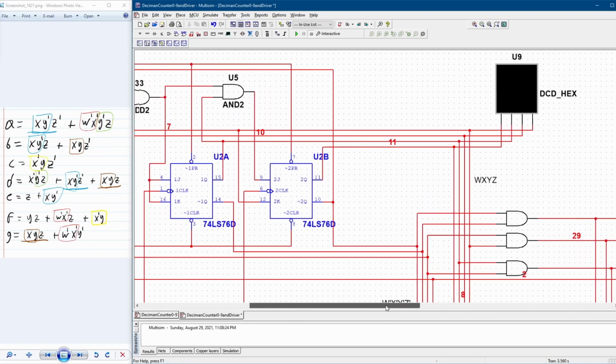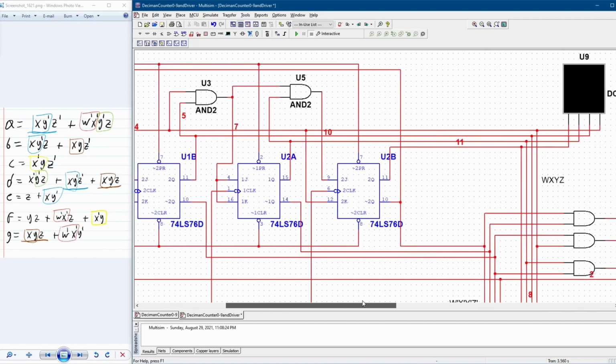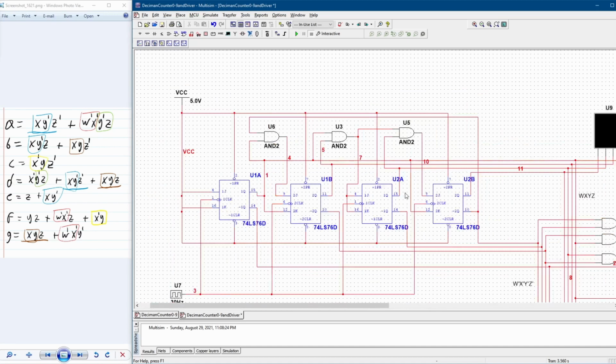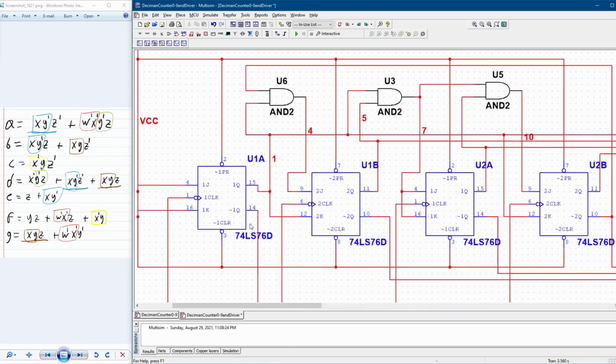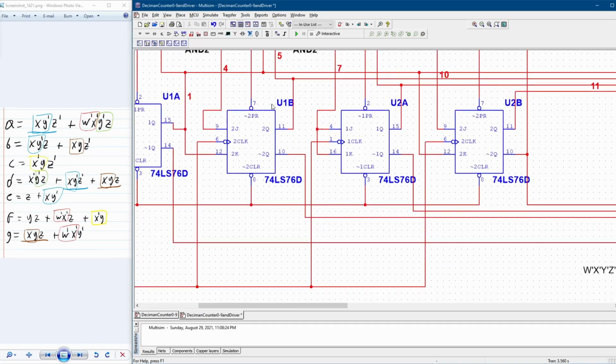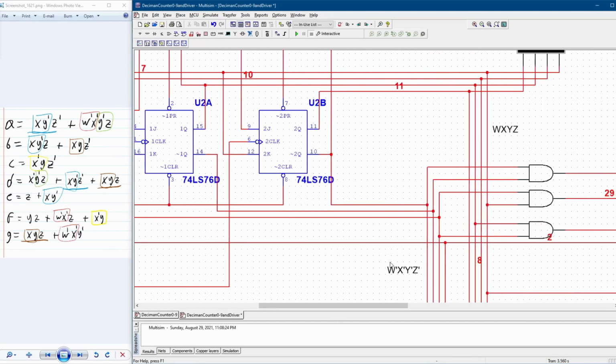And then we also need the inverted version of each of these. So we see here that the inverted version of these outputs is simply going to be this pin here on each of the flip-flops, which is this one and this one. So take a close look here. I'm outputting them right here. So these four are the inverted versions of it. So then we have here W naught, X naught, Y naught, Z naught.